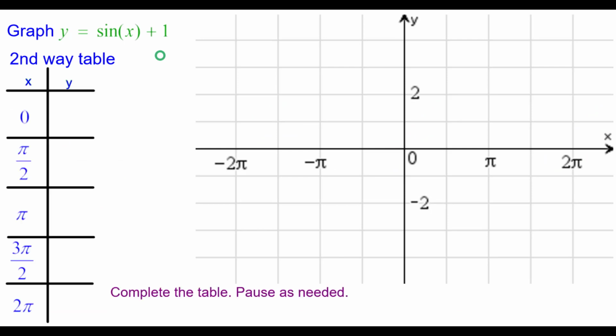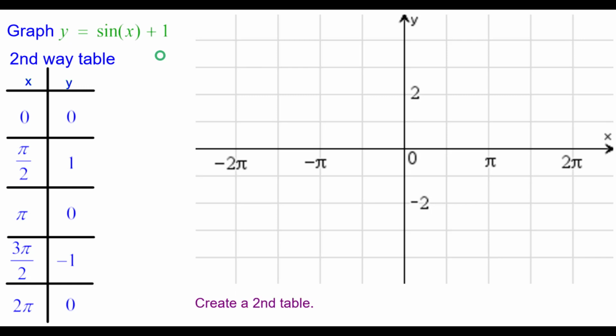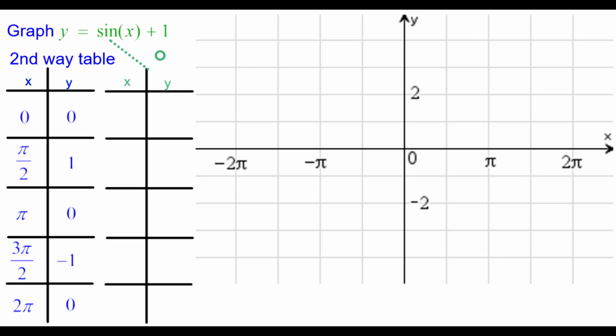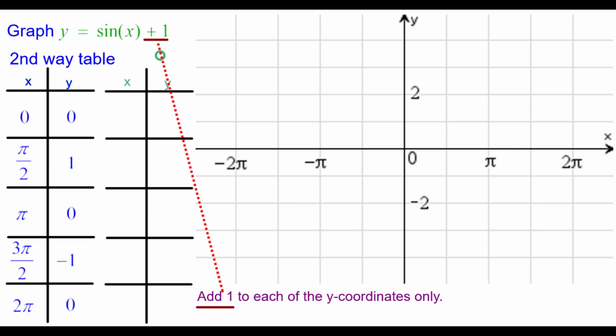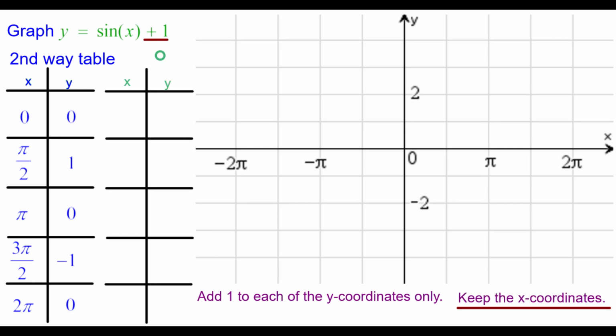Second way is with a table. Here's our axes values. Complete the table. Pause to do so. Those are the values you should just know. We need to create a second table for the green function. We're going to add 1 to each of the y coordinates only. That is, we're going to keep the x coordinates the same. So let's just go ahead and duplicate those in the table.